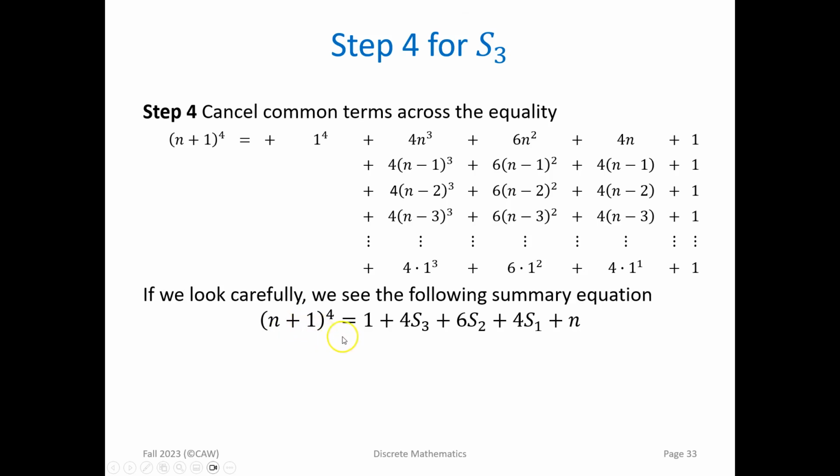n plus 1 to the 4th is equal to 1, from that 1 to the 4th, plus 4 times s sub 3. Notice we have 1 plus 2 plus all the way up to n, but these are all cubed. So, assuming we factor out the 4, 4 times s sub 3, plus 6 times s sub 2, because you can see that here, these are all squared terms, plus 4 times s sub 1, these are all terms to the first power, factoring out the 4, plus n. There are n ones in this far right column.